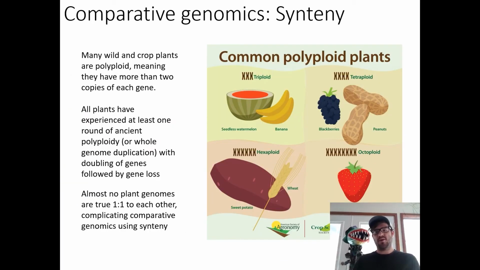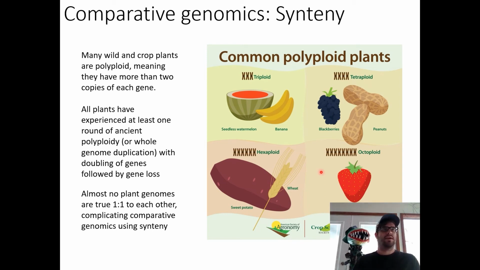One complicating factor is that many wild and crop species are polyploid, meaning they have more than two copies of each gene in the genome. Some great examples: watermelon and banana are triploid, so they have 3 copies. Peanuts and blackberries are tetraploid, with 4 copies. Things like wheat and sweet potato are hexaploid, with 6 copies. Strawberry and sugarcane have 8 copies. And there are species that have up to 12 or 20 or more copies of each chromosome.